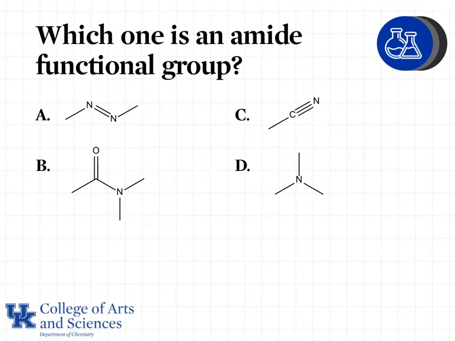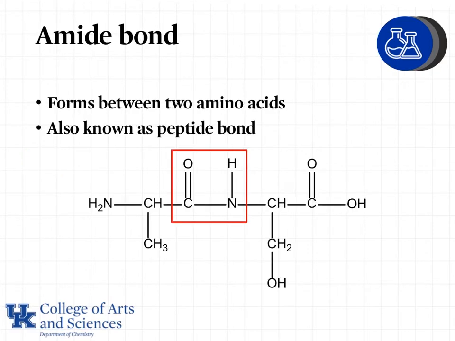Another flashback to functional groups. Which one is an amide functional group? Hopefully you picked B, because an amide group has a nitrogen bonded to a carbon that is double bonded to an oxygen. The reason an amide group is important is because the amide bond is what forms between 2 amino acids. And this is also known as a peptide bond. So we see our nitrogen bonded to a carbon with a double bonded oxygen, and that's an amide functional group, so we call it an amide bond.